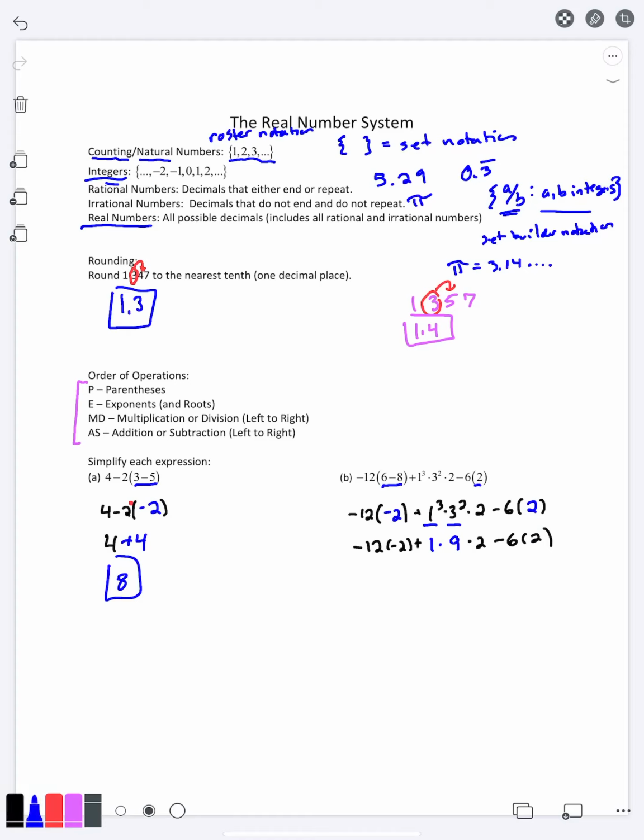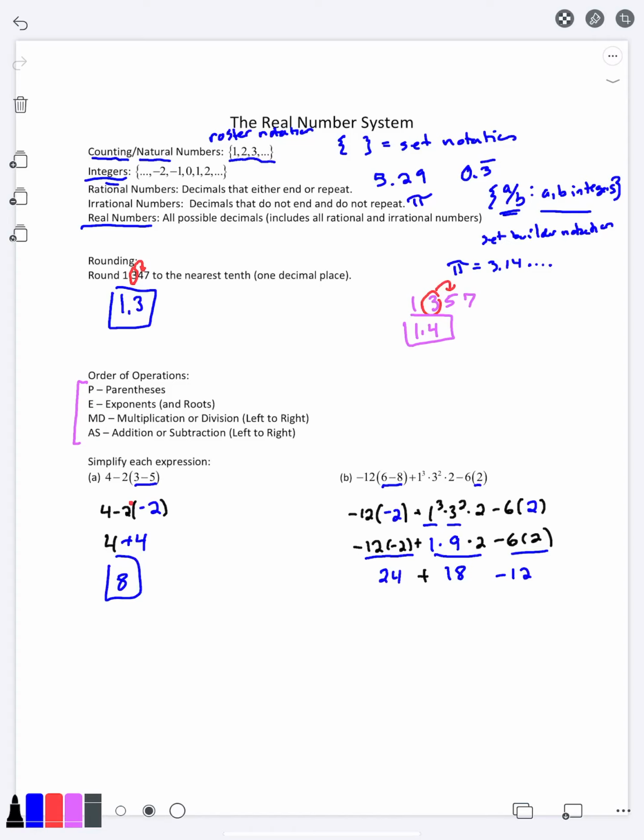Then I'm going to do multiplying and dividing left to right. Here's a multiplying. Negative 12 times negative 2 is 24. Here's a multiplying. 1 times 9 times 2 is 18. And then here's a multiplying. Negative 6 times 2 is negative 12.